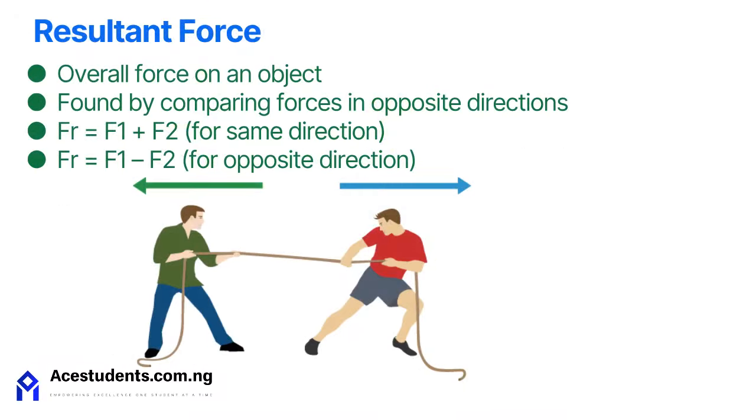The resultant force is the overall force acting on an object. It tells us whether forces are balanced or unbalanced. If the resultant force is zero, forces are balanced. If it is not zero, forces are unbalanced.